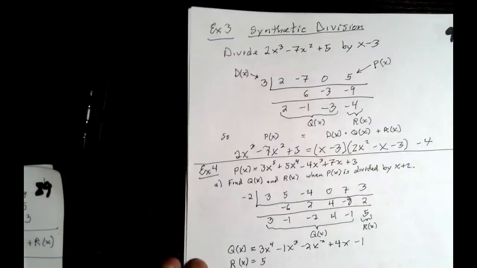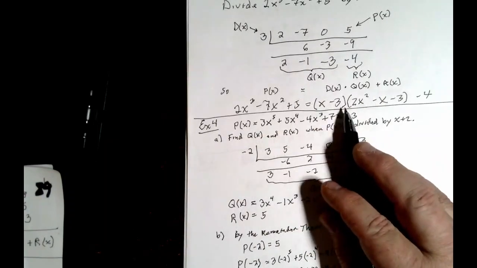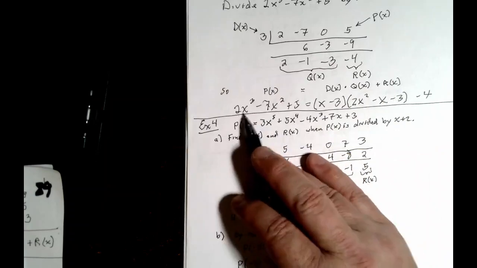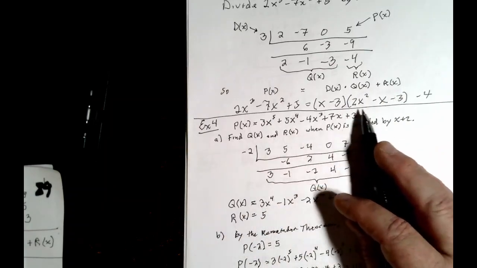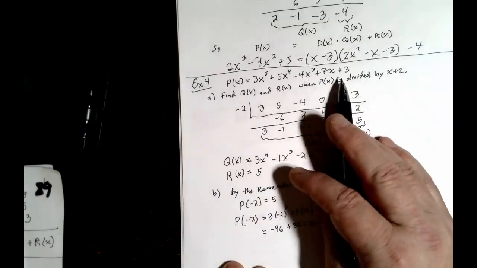Okay, so this is the same problem. They're just writing out the way that the answer wanted it written out. They wanted to write P equals D times Q plus R. So here's your P, here's your D, here's your Q, and there's your R. So let's do this one.